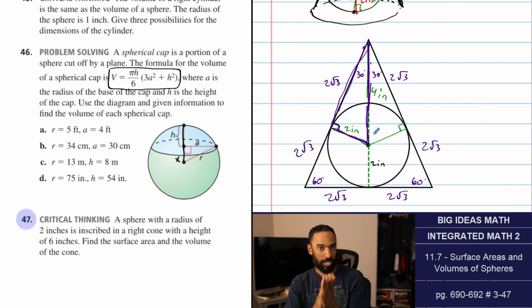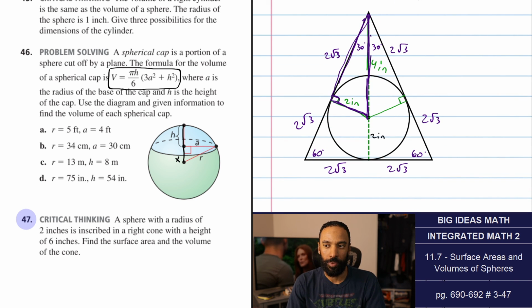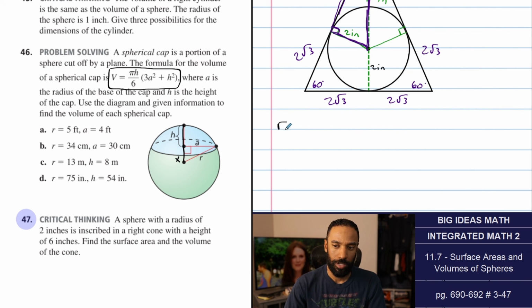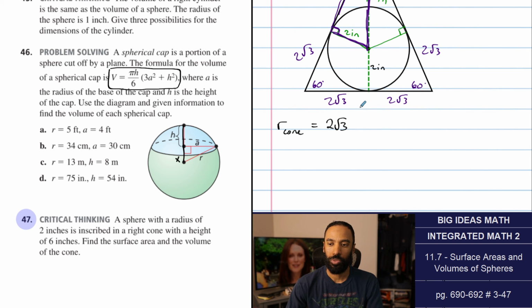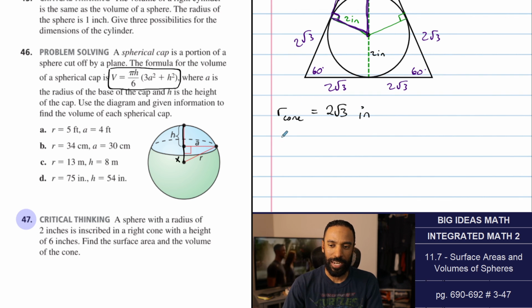I have to remember this is not just 2D, it's also 3D. So I have the breakdown of what I would need for pretty much anything here. The radius of the cone is 2 root 3, because this is part of the great circle. 2 root 3 inches. Slant height would be a part of the surface area. So the slant height is 2 root 3 plus 2 root 3. That's 4 root 3 inches.